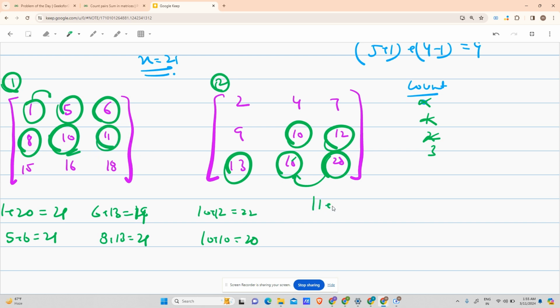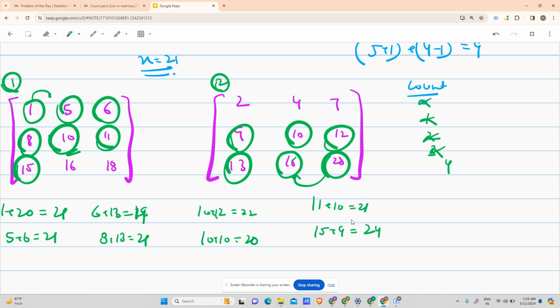Now my sum is 11 plus 10, that is 21. I found the correct sum, the fourth one. So I will move both the pointers. It will move to 15 and to 9. 15 plus 9, if I sum them up, is 24.